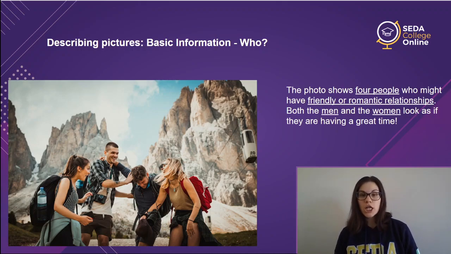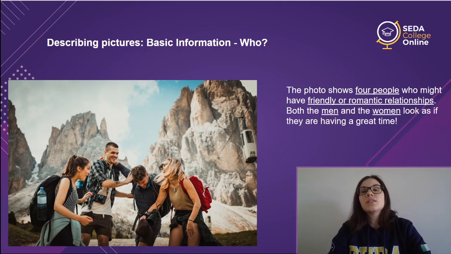So what do we learn here? We learn that we have four people. They might be friends or they might be couples. And we have two men and two women. And that's a lot of information. That's everything we need. So you see so far that you don't need to write something extreme as long as you give me the information and have a good sentence that makes sense.